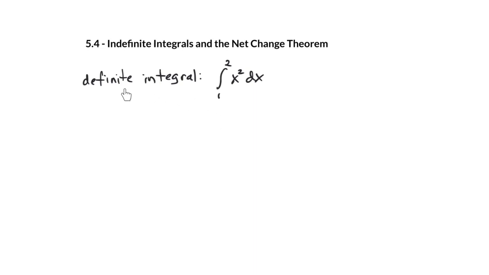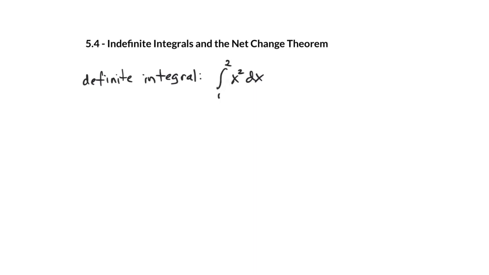And the reason it's called a definite integral is because it has limits of integration here. So this one can be interpreted as finding the area underneath this curve, y equals x squared, between 1 and 2. It's called a definite integral because it's got these limits of integration.